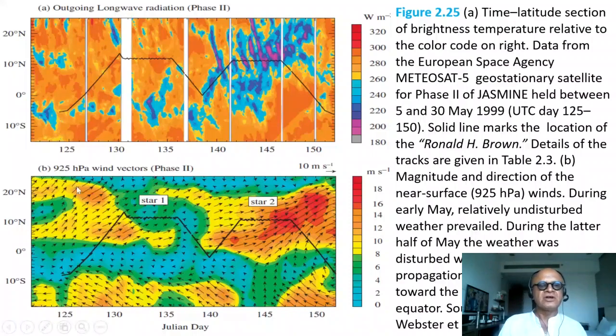So you can see here again data from, I think, reanalysis being used in the background to look at winds, and what else is shown: magnitude and direction of near-surface winds during early May relative to the undisturbed weather that prevailed during this period. This was basically done as a monsoon experiment, which means they have to be there during the pre-monsoon and the monsoon, so May into June and July.